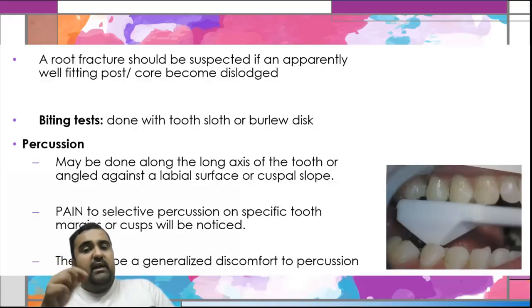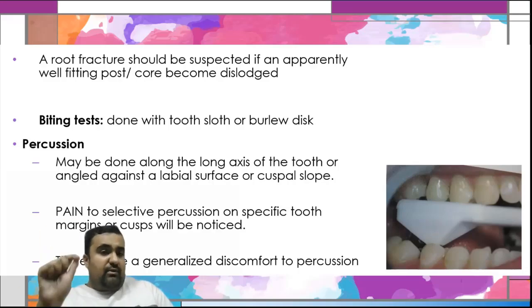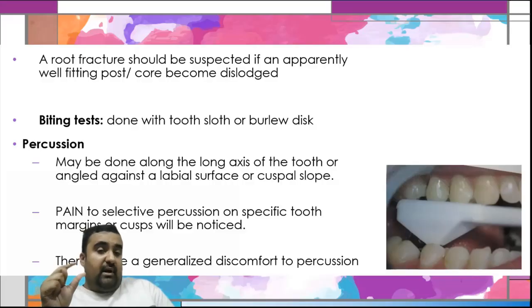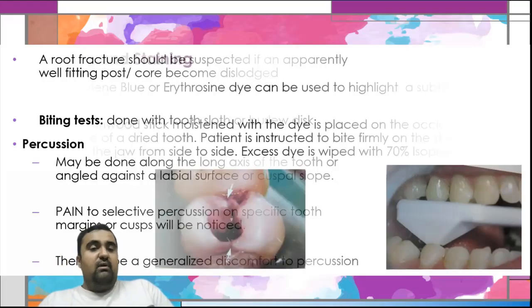The biting test is usually done with a Burlew disc or a Tooth Slooth, and the percussion test may be done along the long axis of the tooth or angled against the labial surface or a cuspal slope. Pain on selective percussion on specific tooth margins or cusps will be noticed. There will be generalized discomfort to percussion.